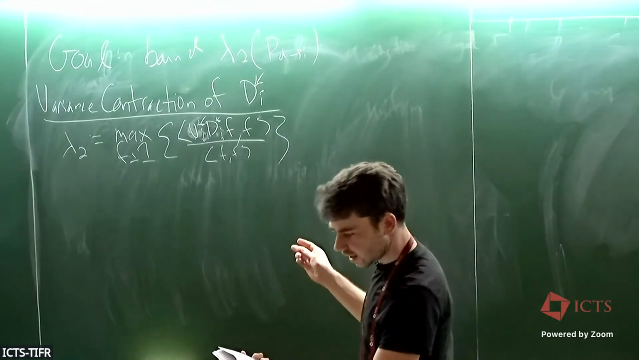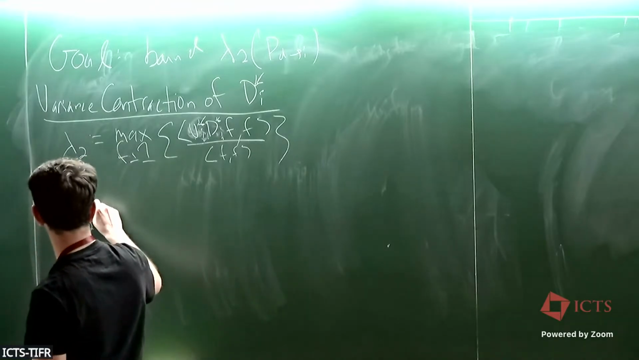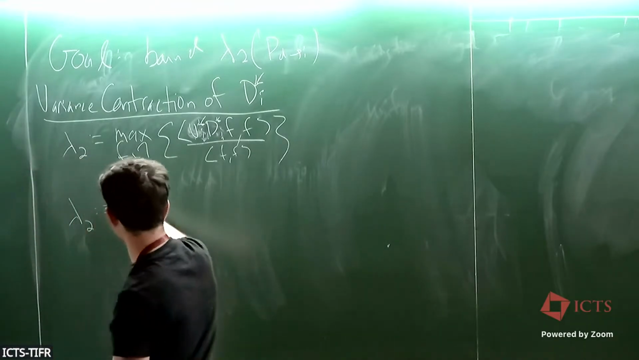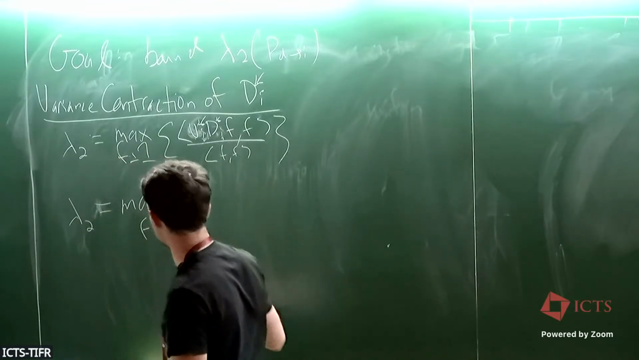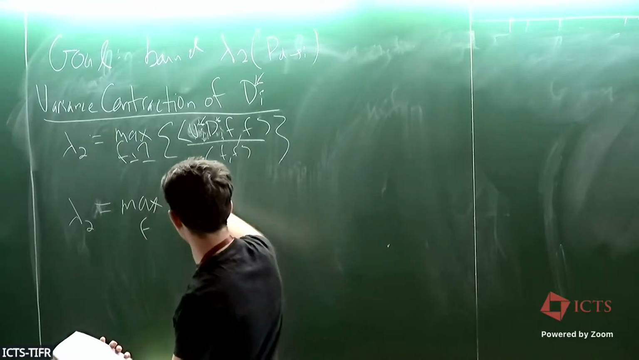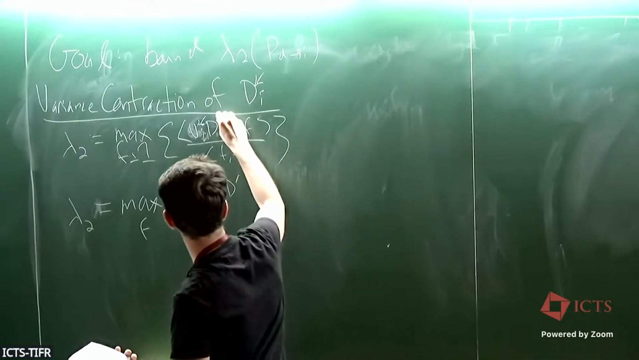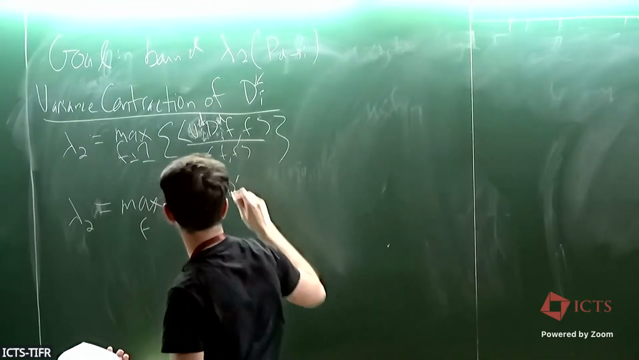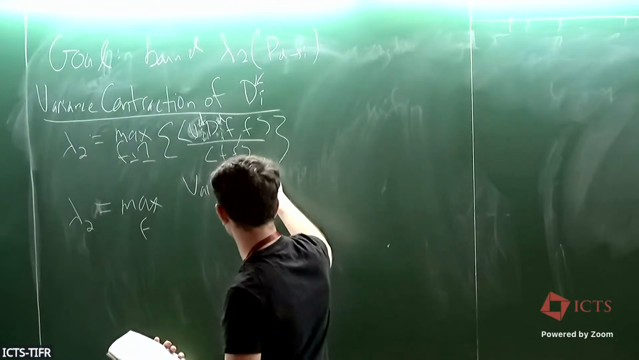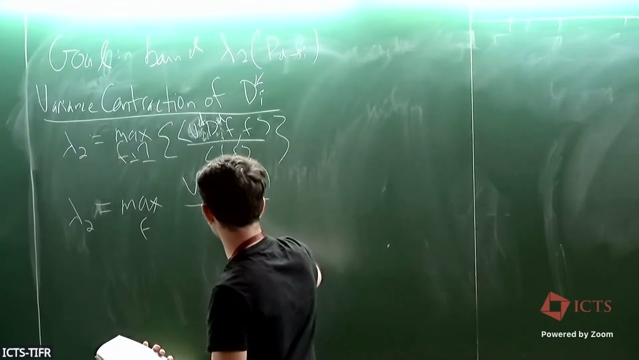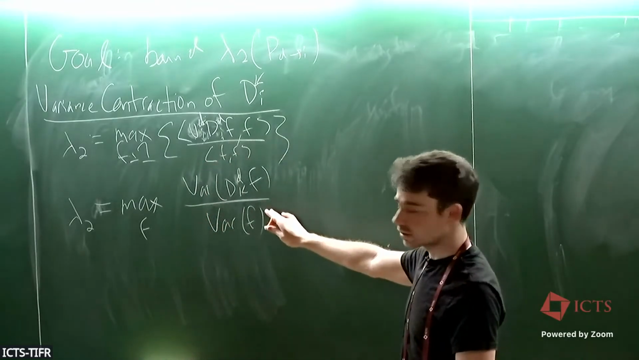Instead of this, I want to analyze a different version of this expression, which is, I'm claiming they're equal, the maximum over f of the variance of D f over the variance of f. Sorry, this should have been d, not k. I think they're mixed up in my notes. Okay, why are these things the same?